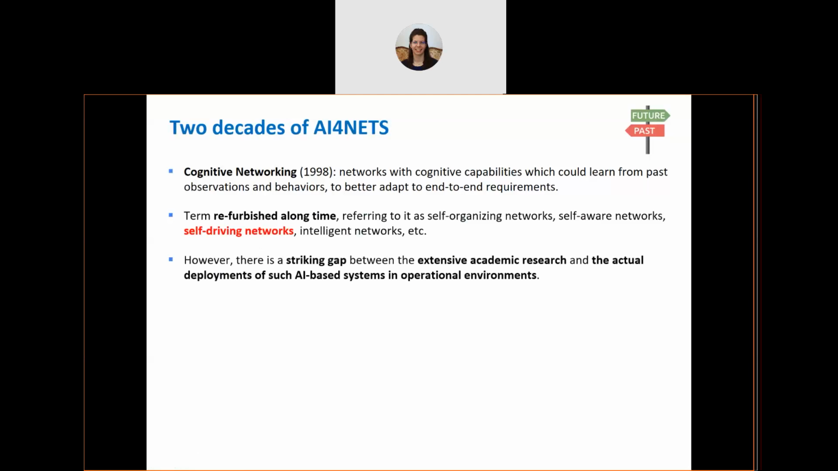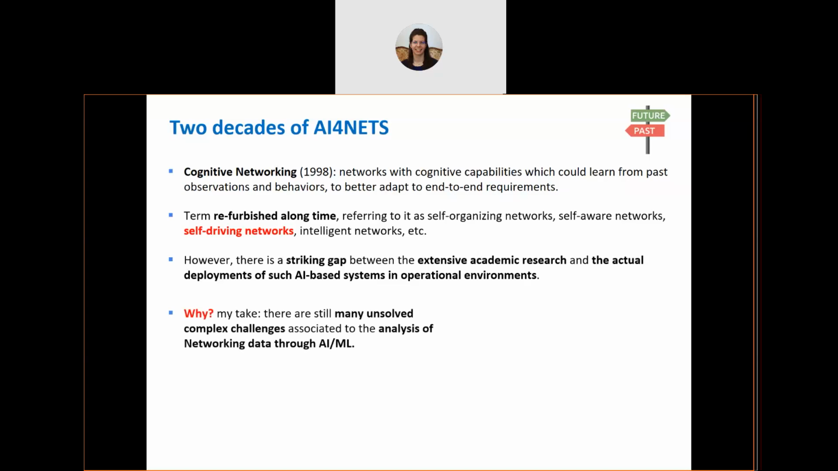But there is a striking gap we see in the actual deployment of AI-based systems in operational environments. To tell the truth, there are many different complexities that make it challenging to just grab AI-based solutions, deploy them in the network, fully trust them and say, okay, now we can use it to automate the networks. What we can do is to try to improve parts of the networks and specific applications by using AI.